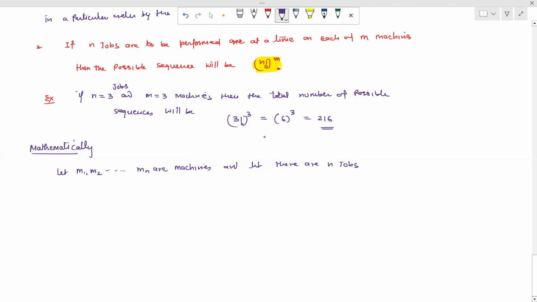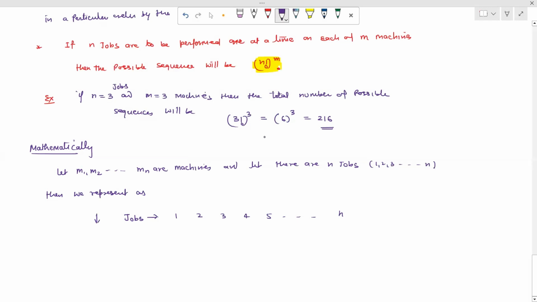Which can be represented as 1, 2, 3, and n jobs. So then we represent, so first we write down the jobs. Jobs we write down in this way: 1, 2, 3, 4, 5, and n. So we have n jobs, and machine we write down in this way.